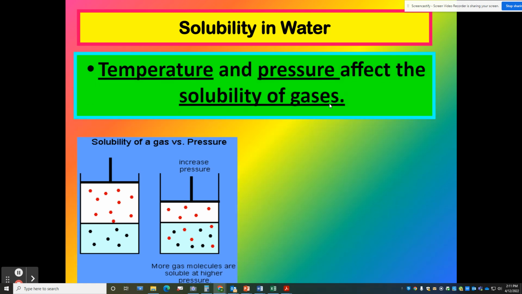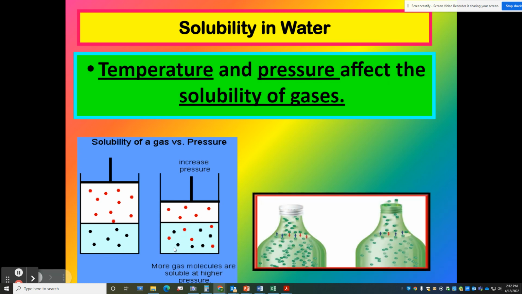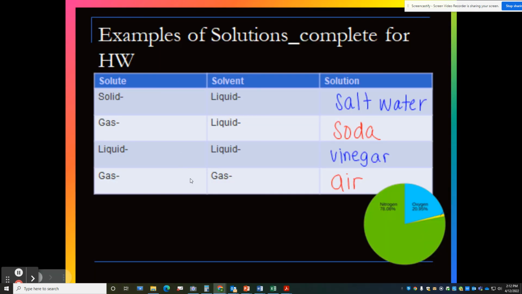Right? And then the last thing for this little part, temperature and pressure affects the solubility of gas. So if you increase the pressure of a gas, it actually increases the solubility. If you decrease the temperature, it decreases the solubility. And what I want you to do is pause the video, see if you can list the solutes and solvents of these four things. Use this graph for air, and then come back and check your answers.